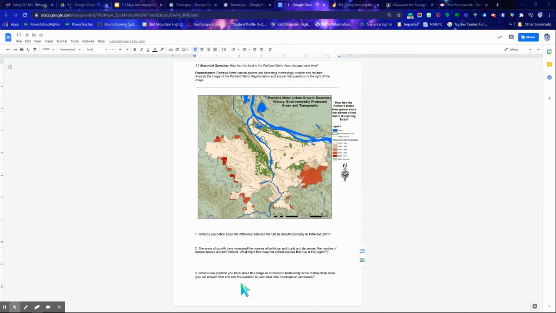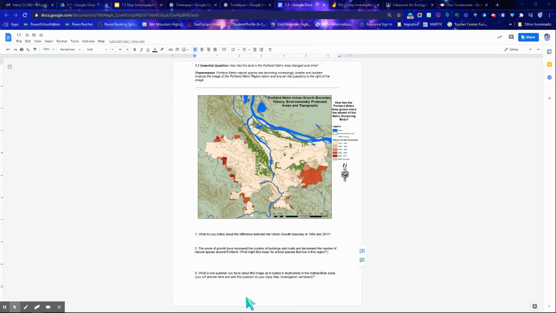Number three, what is one question you have about this image as it relates to biodiversity in the metropolitan area? So I want you to go ahead and generate your own question using all of this information. Part of being scientifically literate, meaning you can think in scientific terms, is being able to generate questions from your observation. So you're going to write down one question here that you have from all of this. You can even link it to what you see here in our local area as well.